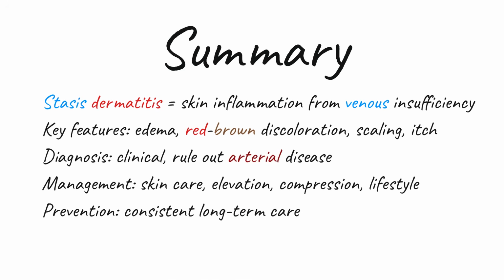Summary. Stasis dermatitis is inflammation of the skin caused by venous insufficiency. Key features include edema, red-brown discoloration, scaling, and itching. Diagnosis is clinical, but it's essential to rule out arterial disease. Management focuses on skin care, elevation, compression, and lifestyle changes. Prevention depends on consistent, long-term care.